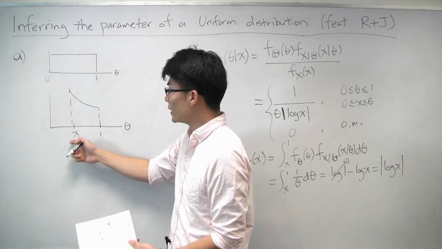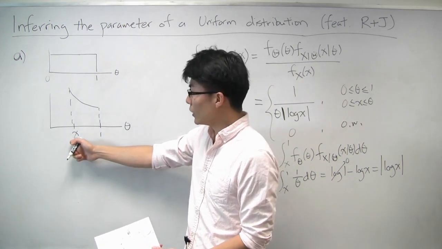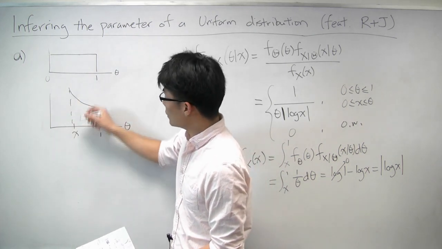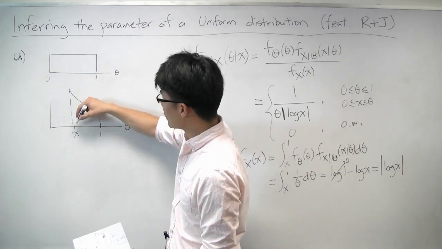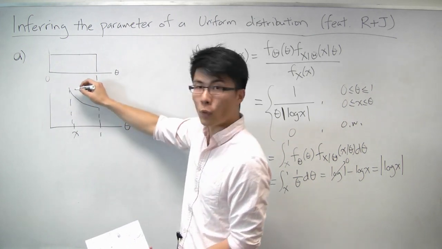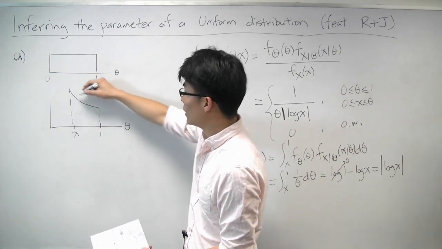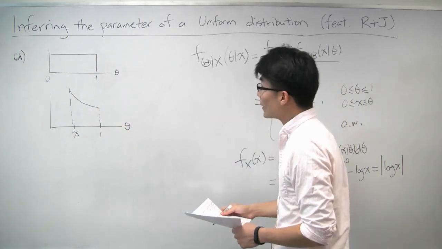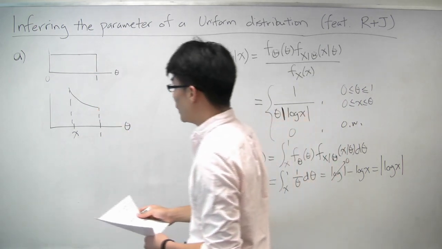And so it's less likely that you'll get a value of x equal to half an hour. And so because of that, values of theta closer to x are more likely. That's why you get this decreasing function. Okay, so now let's continue.